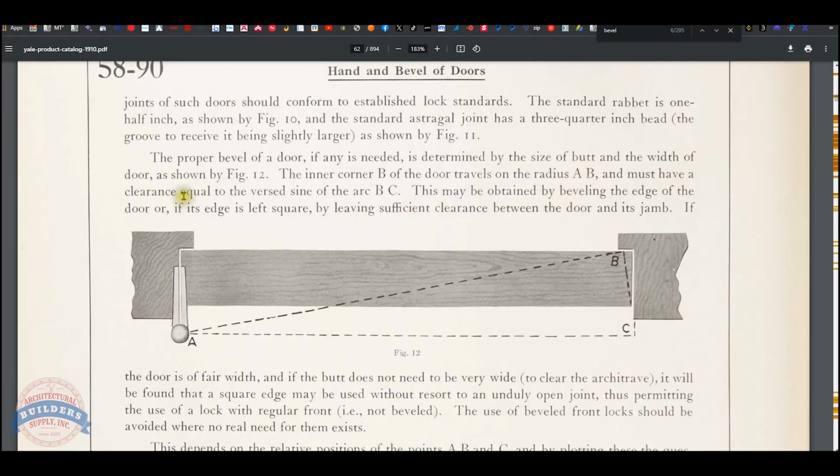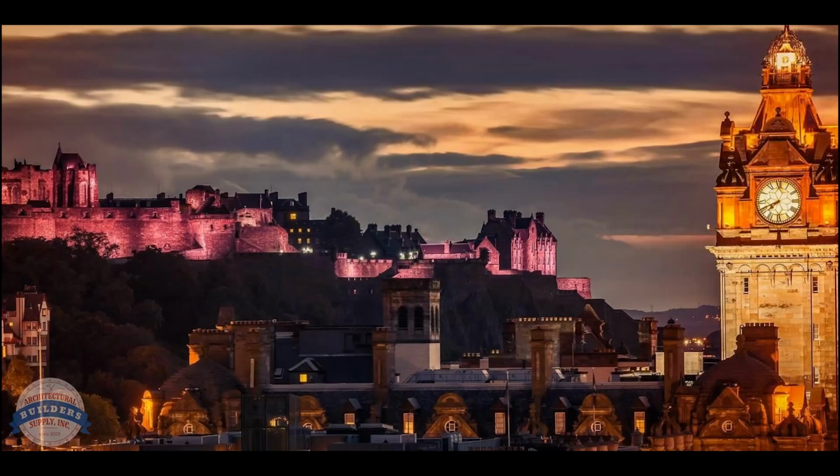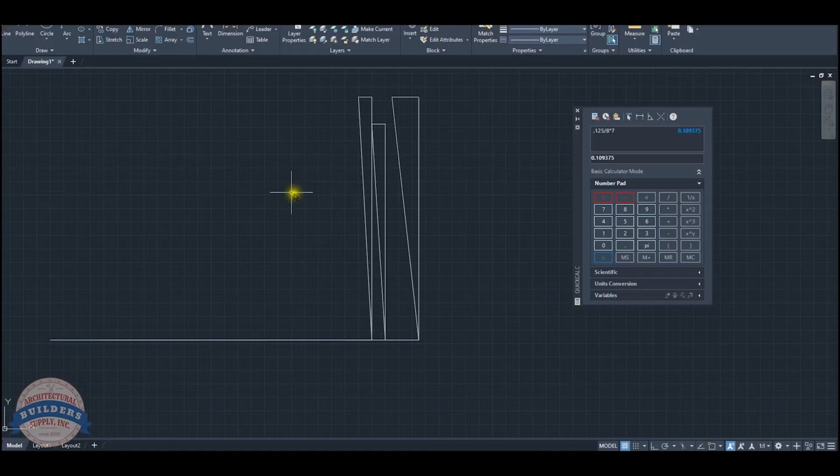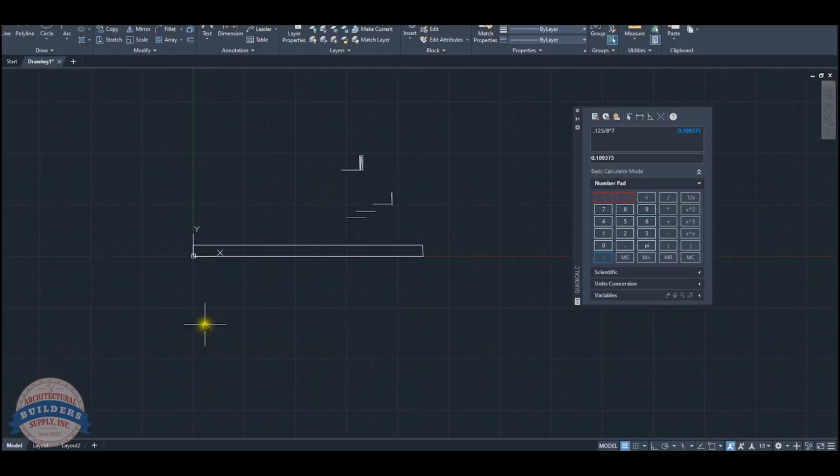So how far off this pivot point is, or the width of the hinge, is what they're talking about. It's determined by the size of the butt, and they mean the width. The height doesn't matter. And the width of the door. So how wide is the door? But what's really interesting about that is this. Okay, let us draw a polyline.